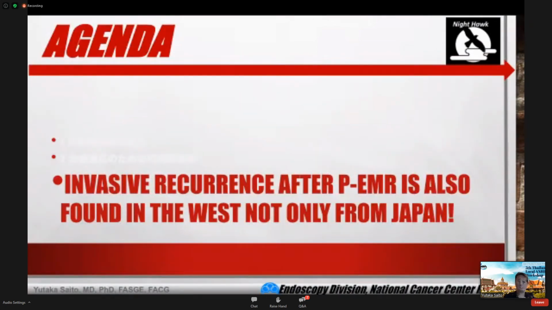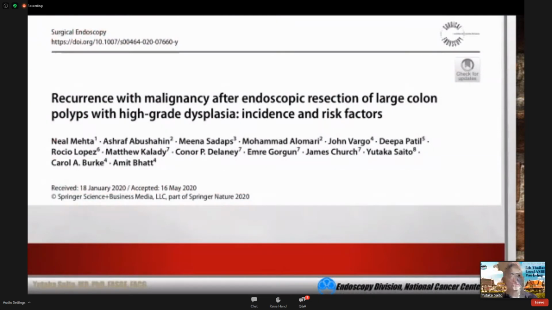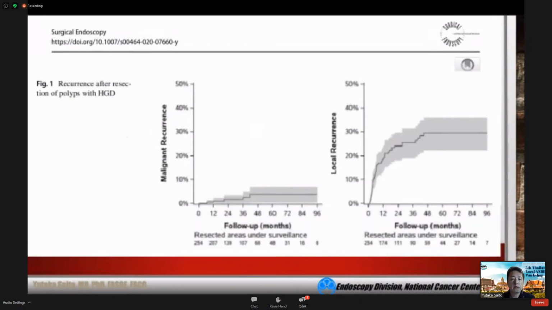This was recently published in Surgical Endoscopy by Dr. Need and Dr. Amit Bhatt from Cleveland Clinic. They conducted a retrospective cohort study of recurrence after resection of polyps with high-grade dysplasia, meaning intramucosal cancer, in Japan. In their long-term follow-up, malignant recurrence, meaning invasive cancer recurrence or lymph node or distant metastasis, occurred like this.